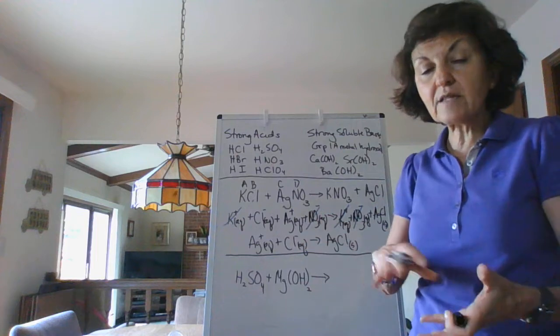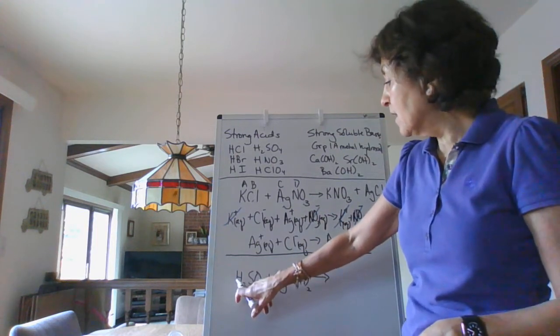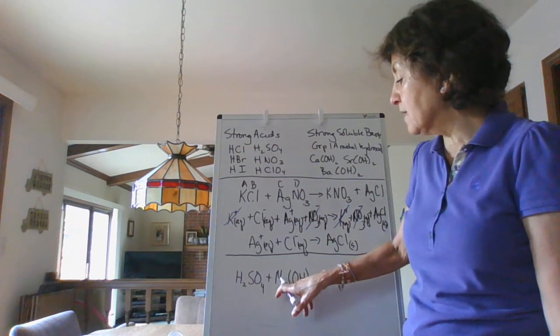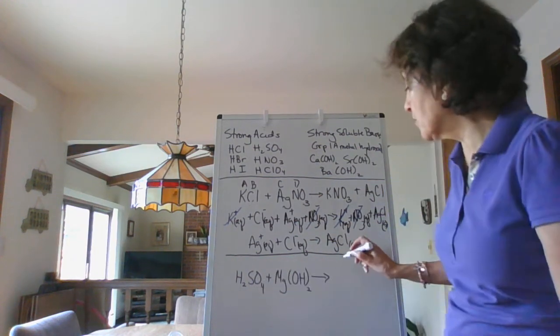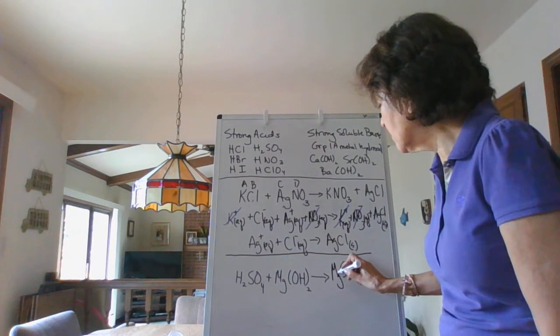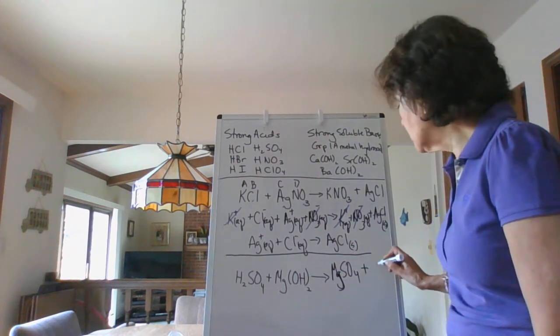Same scenario, metathesis reaction. The H is going to hook up with the OH to form water. The magnesium is going to hook up with the sulfate. So we're going to write MgSO4 plus water.